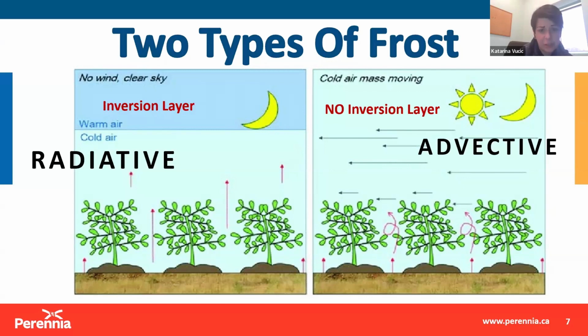An advective frost is associated with moderate to strong winds, no temperature inversion, cloudy nights, low humidity. And so because of this, obviously, the effectiveness of active frost protection is quite limited.